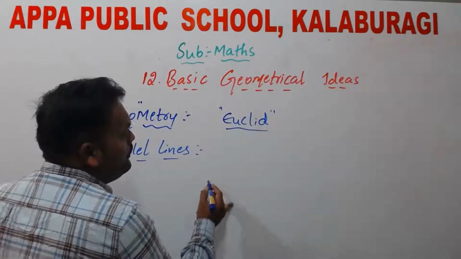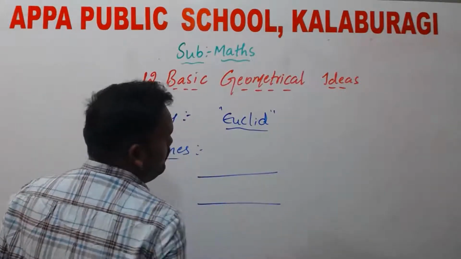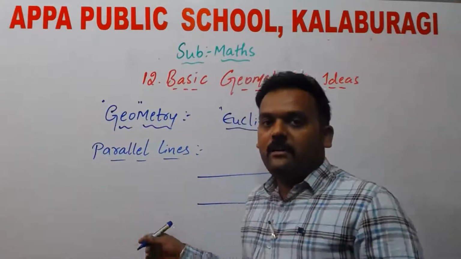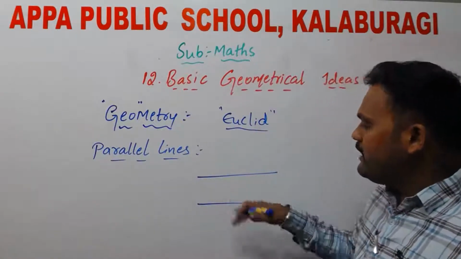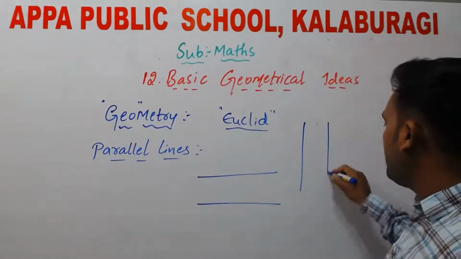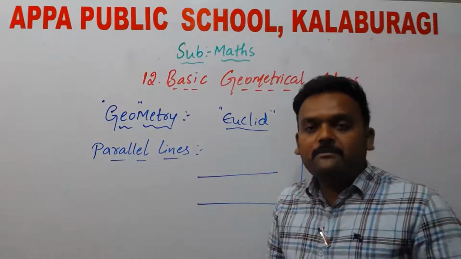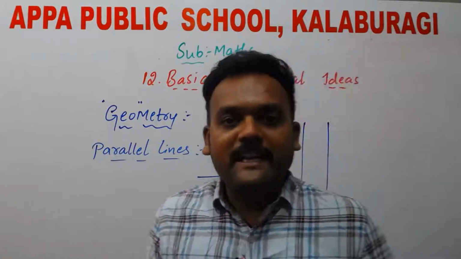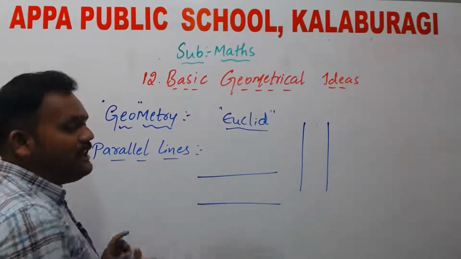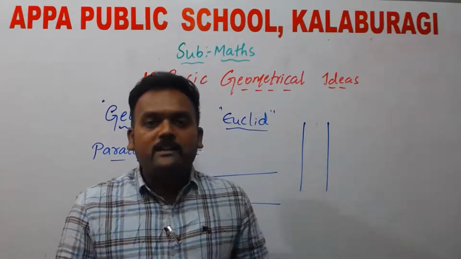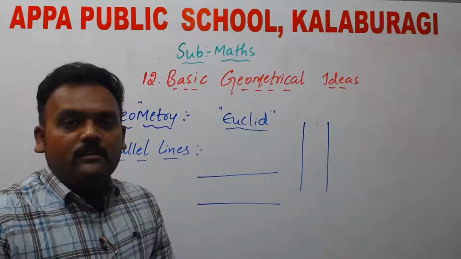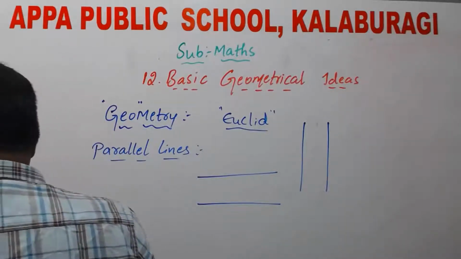For example, these are two lines which do not intersect each other at any point. These two lines are parallel lines. Intersect means meeting one another. Parallel lines means two lines which do not intersect each other at any point. For example, how to represent this?